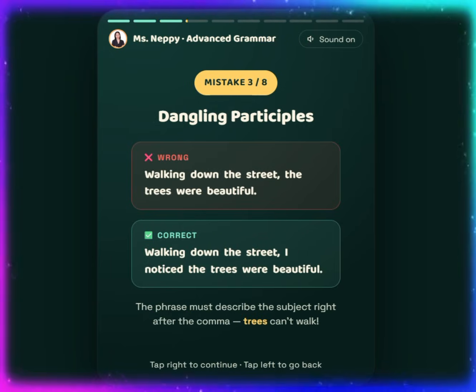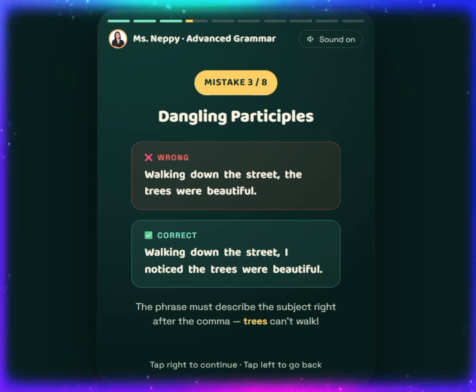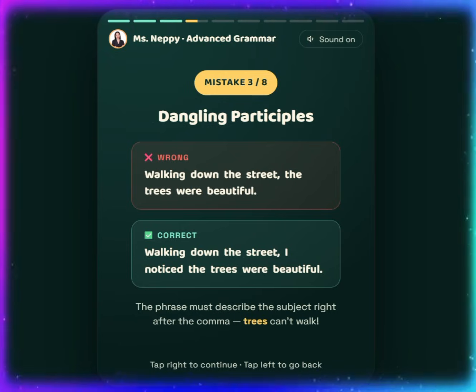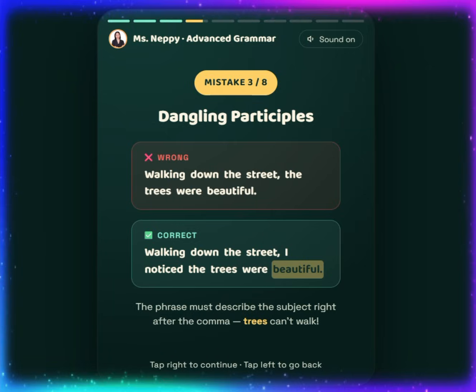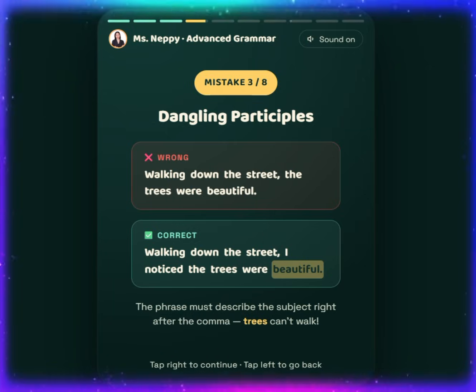Mistake number 3, dangling participles. The wrong way, walking down the street, the trees were beautiful. That literally says the trees were walking. The right way, walking down the street, I noticed the trees were beautiful. Remember, the opening phrase must describe the subject that comes right after the comma.